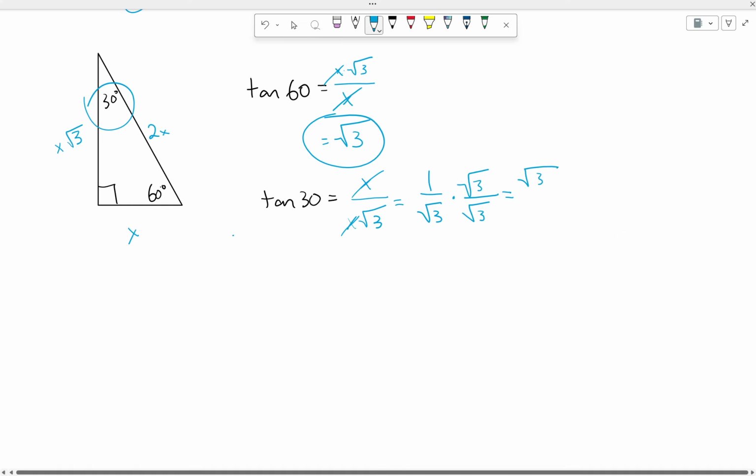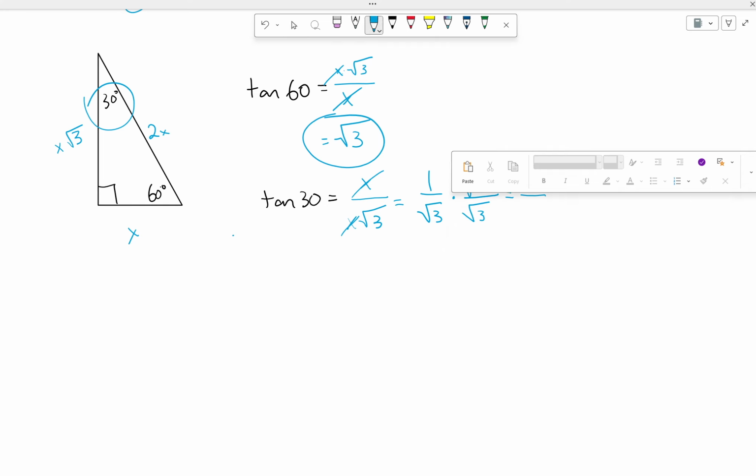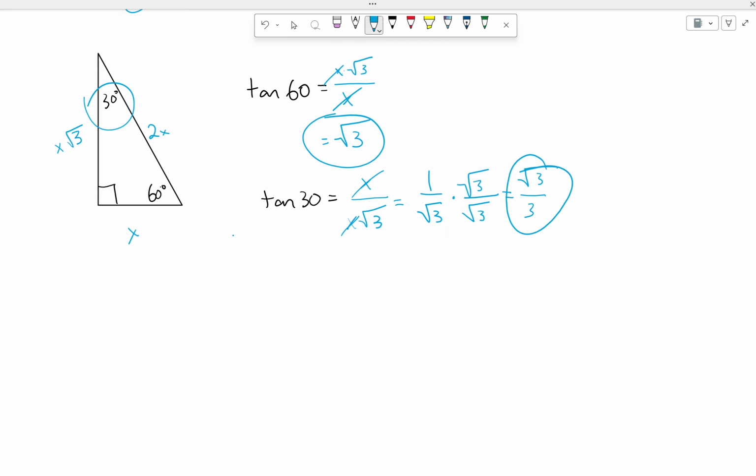1 times rad 3 is rad 3. Rad 3 times rad 3 is just 3. And this is what my answer is. Okay, let me recircle this so I don't block out my radicand. So rad 3 over 3.